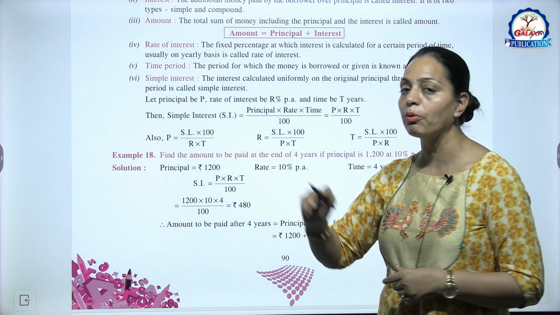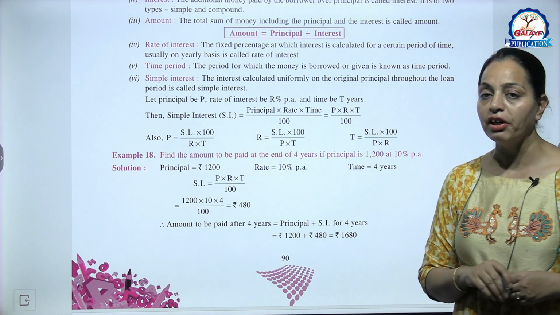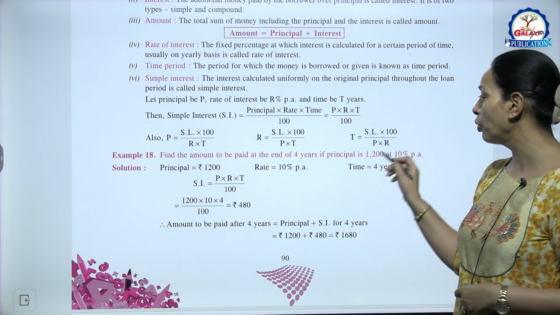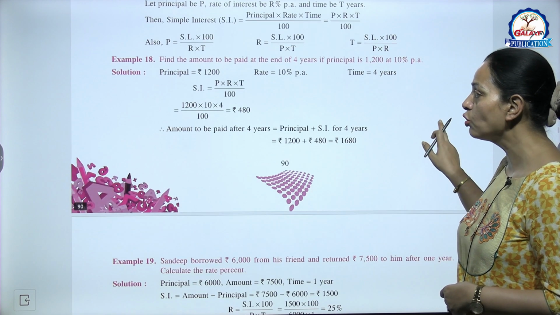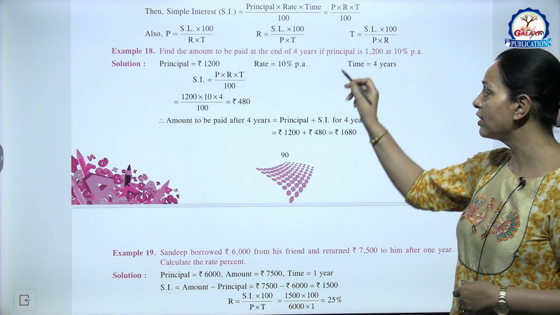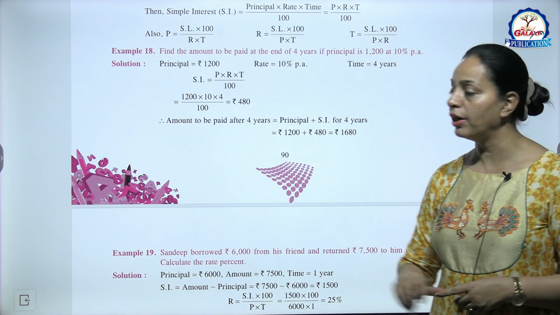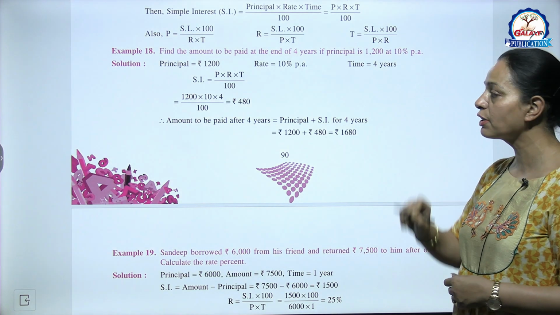SI into 100 upon R into T. Similarly, R equals SI into 100 upon P into T, and time equals SI into 100 upon P into R. See example 18: find the amount to be paid at the end of 4 years if the principal is rupees 1200 at 10% per annum.